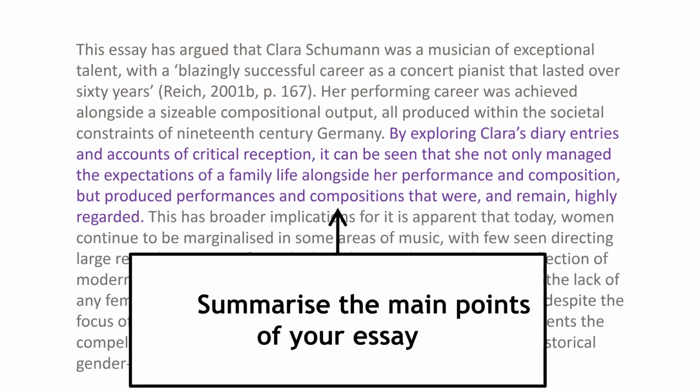The next section, shown here in purple, summarises the main points of the essay. So this part of the conclusion is an opportunity to remind the reader of what key points you made in your essay to develop your argument or findings, and what evidence, concepts or research you used for support. In this example, we can see that the author has used the diary entries and accounts of critical reception to support the discussion on the expectations of a family life alongside her performance, which was a key point in the essay.